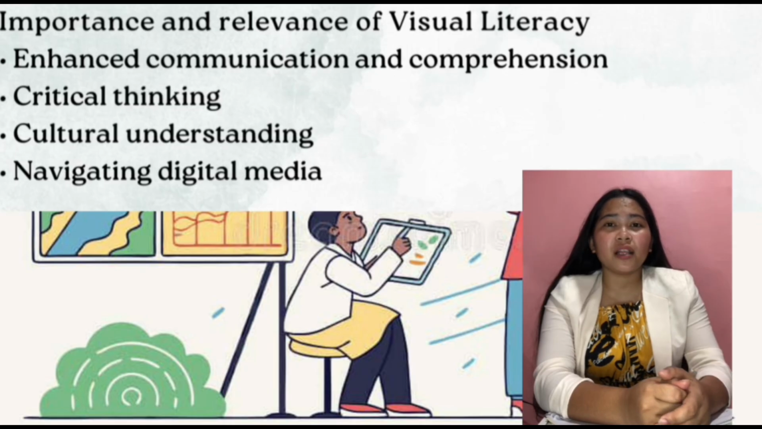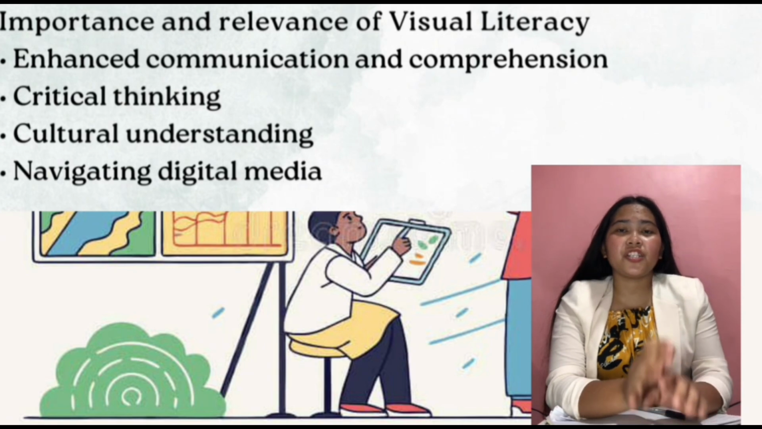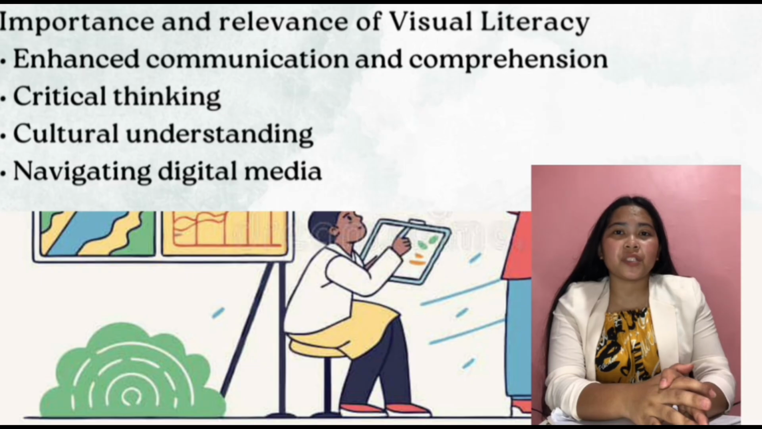Next, cultural understanding. Visual literacy allows individuals to appreciate and respect diverse cultures, as artistic expressions often carry deep cultural significance. Lastly, navigating digital media. In an era dominated by digital media and visual communication, visual literacy equips students with essential skills for interpreting diverse forms of media and discerning reliable sources from misleading ones.